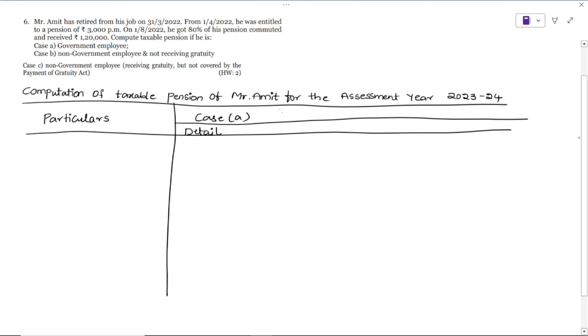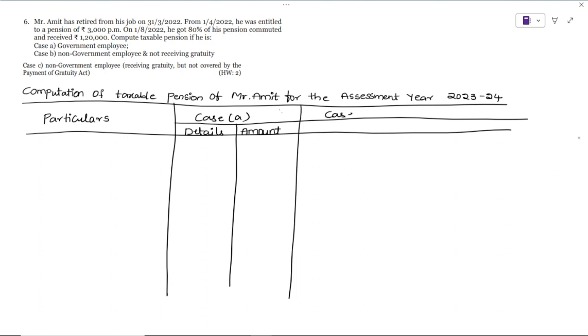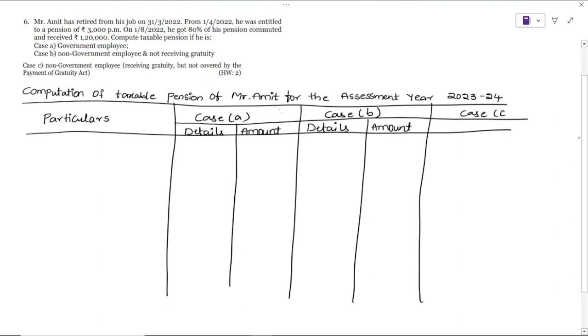Now let us draw this table very well and then we'll solve the problems. Are you ready? So first thing, monthly pension is taxable to everybody, right? So shall we write that? So write down uncommuted pension. In particulars we'll write uncommuted pension. You can even write monthly pension, nothing wrong.